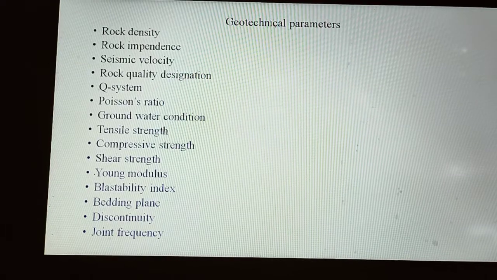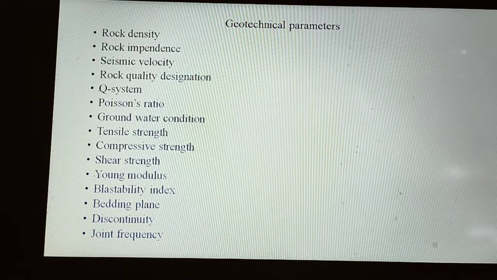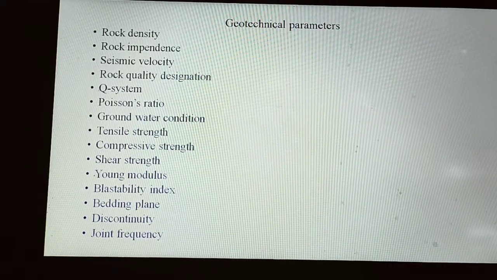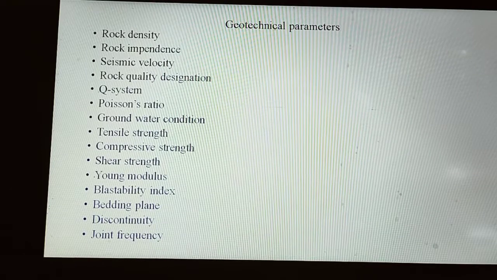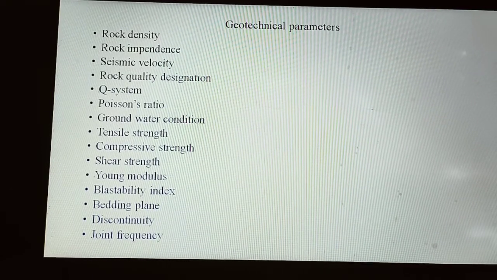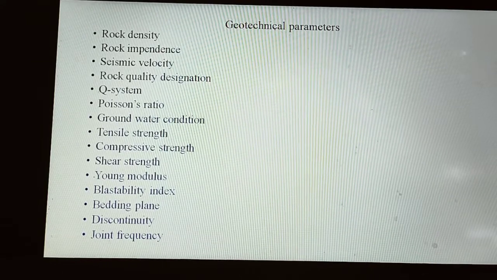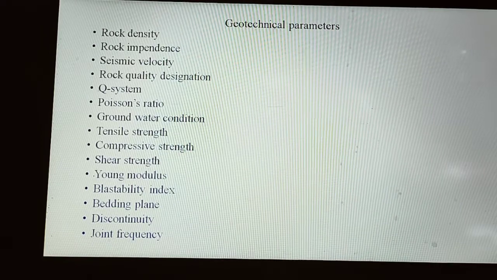Rock quality designation is basically an index for rock quality. Q system is also an index for rock quality. Poisson ratio is the ratio of lateral strain to longitudinal strain. And the groundwater condition: presence of water in the blasting phase also affects the velocity of shock waves.